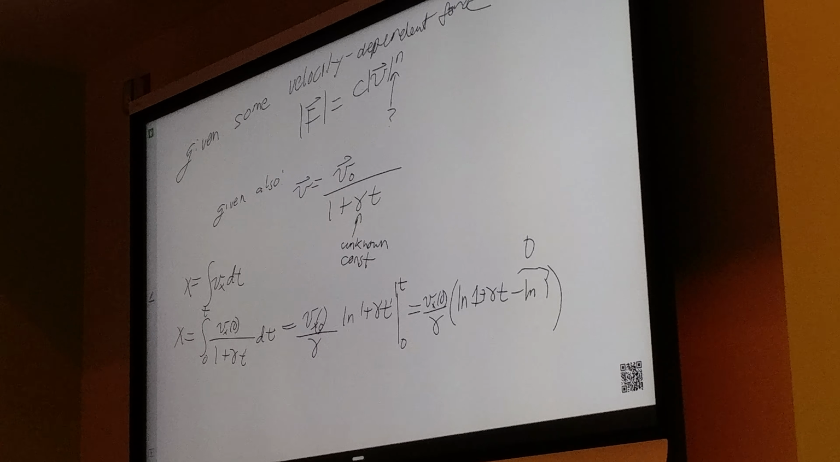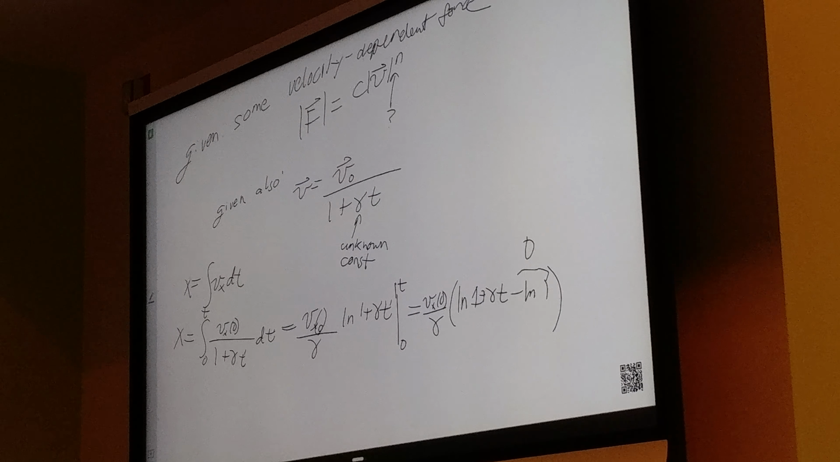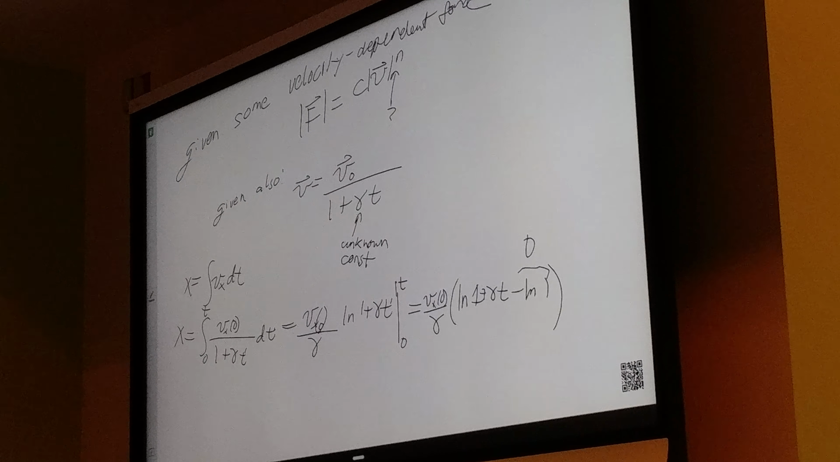One thing that many people wrote on the midterm was just, oh, well, v goes to 0 as t goes to infinity. Therefore, if our integrand goes to 0, the integral is finite. Not always. If the integrand converges to 0, the integral may or may not blow up. The fact that the integrand goes to 0, the fact that the velocity goes to 0, is not sufficient to work out whether or not the integral blows up.